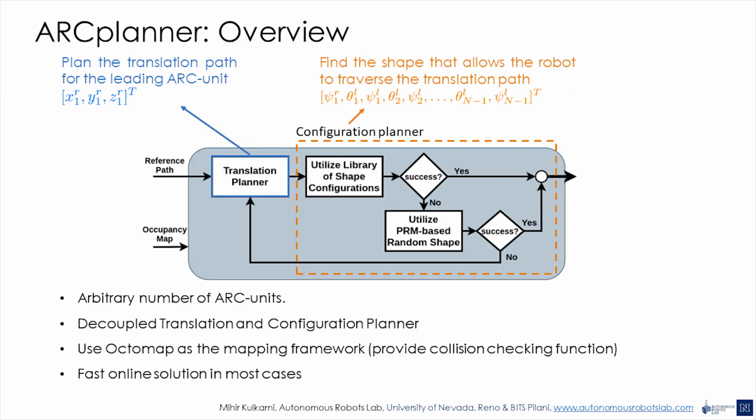The proposed ARC planner integrates an arbitrary number of ARC units and employs a 2-step process to navigate the robot from the current position to the goal. We decouple the entire configuration space into separate spaces for translation and shape configurations. The translation planner plans the path for the first ARC unit. For each path segment of the translation planning solution, the configuration planner determines the attainable shape that allows the robot to safely pass over the path segment. The proposed planner uses Octomap as the mapping framework.